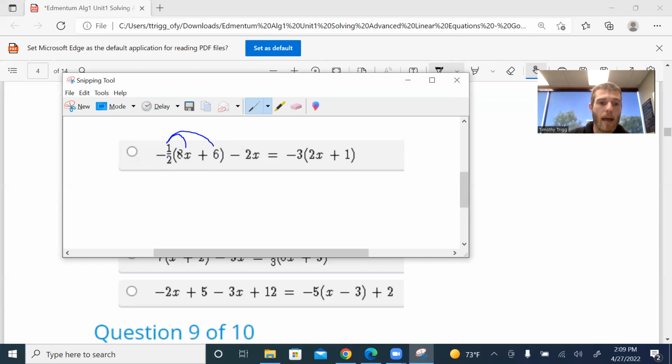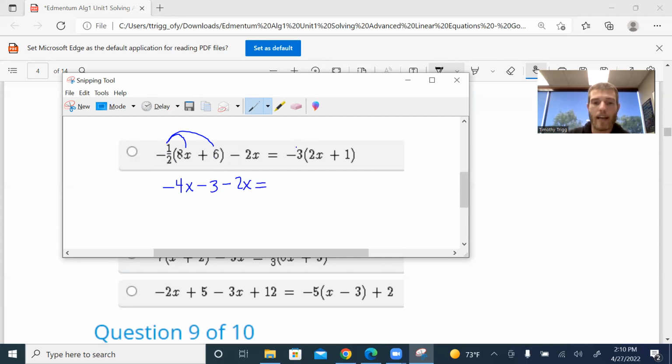So -1/2 times 8x. You multiply the 8 times 1, then divide by 2. So 8 times 1 is 8, divided by 2 is 4. So that's -4x. It's negative because of this negative here. So you notice you already don't have a fraction for that first term. We also do -1/2 times 6. So 6 times 1 is 6, divided by 2 is 3, and it's negative because a negative times a positive is negative. So -3. Notice that our fractions already kind of took care of themselves in this case.